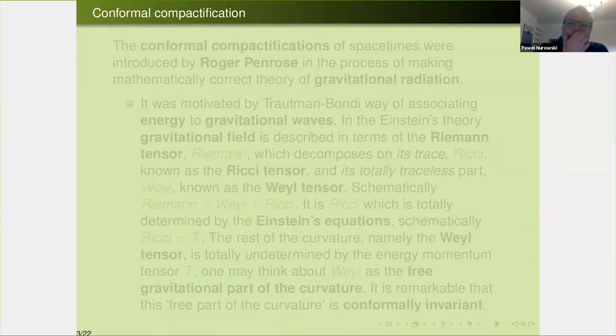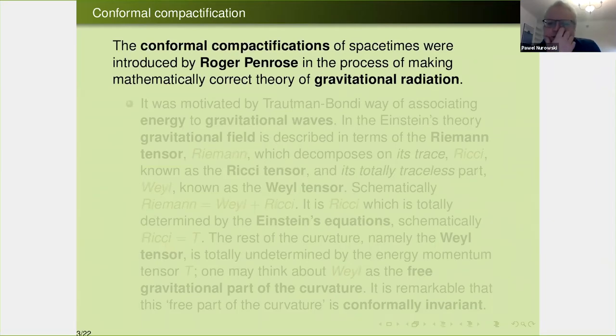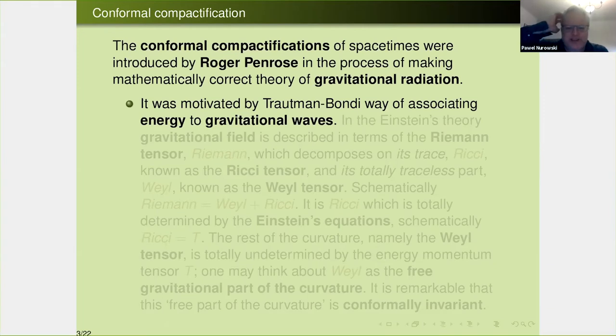So the next notion that I need, and it is the crucial notion for this entire Penrose's CCC, is something which is called conformal compactification of a spacetime. And this is a notion introduced by Roger Penrose, and he introduced it not ad hoc, not as a mathematician. He needed this in the process of making a mathematically correct theory of gravitational radiation. So the physical motivation for this conformal compactification introduced by Penrose is really gravitational radiation theory. And it was motivated by the Trautman-Bondi way of associating energy to gravitational waves. So let me say a few words about that.